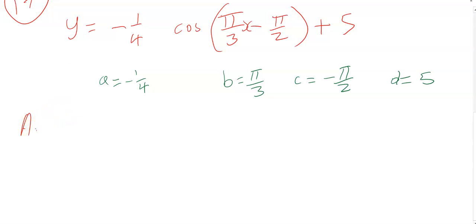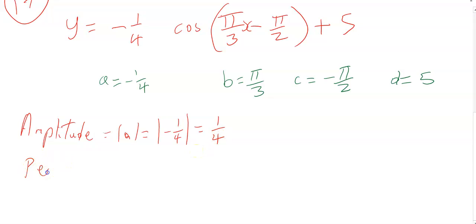So amplitude will be the absolute value of A. It's going to be the absolute value of negative 1/4, which is equal to 1/4. The period is going to be 2 pi over the absolute value of B. So it's going to be 2 pi over pi over 3, and that's going to be equal to 6.